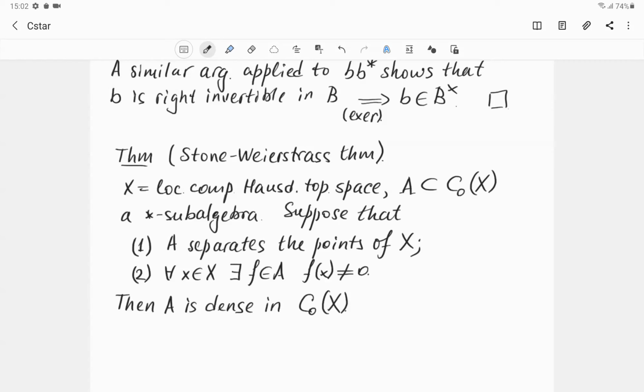Traditionally, this result is proved for compact Hausdorff spaces. And if X is compact, we usually assume that A contains the function which is identically 1. In the locally compact case, of course, we cannot assume this, because the function that is identically 1 is not in C0 of X. So condition 2 here is a replacement of this. So we require that for each point, there is a function which doesn't vanish at x. It's a simple exercise to show that the compact version of this theorem implies the locally compact version. This is very easy.